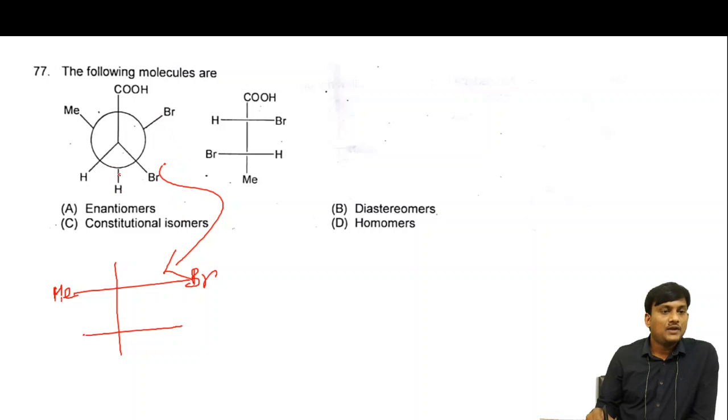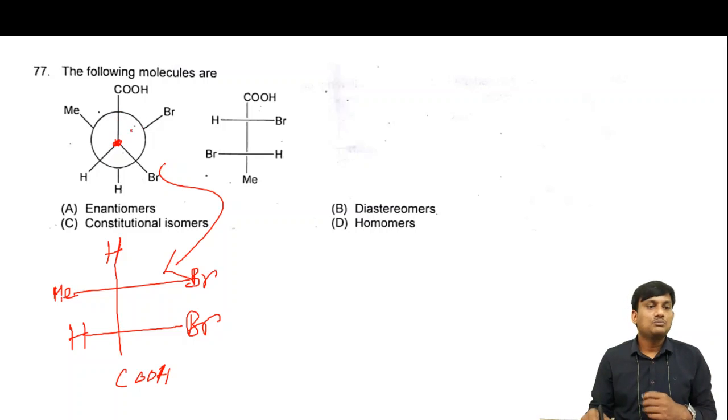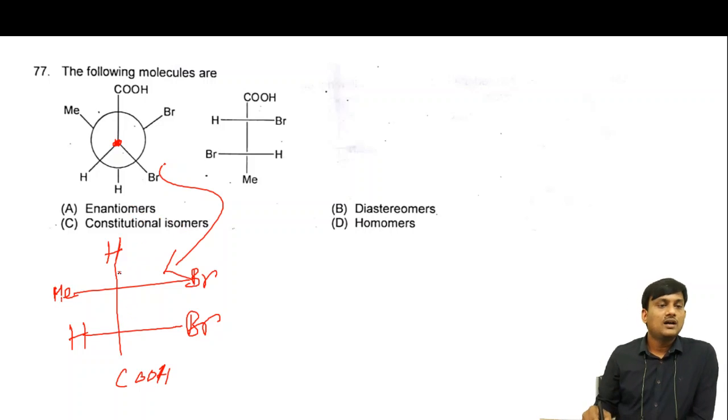To this, hydrogen is attached. So this is the hydrogen. And to this carbon, hydrogen and bromine are attached. So HBr. And what is the substituent? COOH. Okay, when you represent this one in Fischer projection formula like this, there is no change in relative configuration.